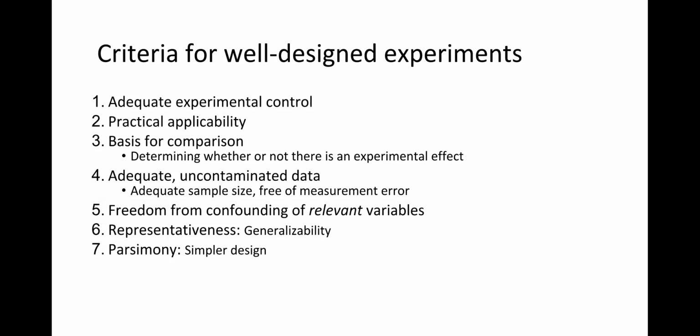Fifth one is freedom from confounding and irrelevant variables. And of course, this is the fundamental reason why we are doing experimental research, right? Even though you create the experimental research, there might be some uncontrolled variable effects coming in. We will talk about those issues later.